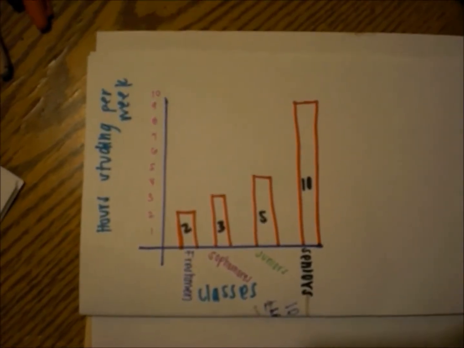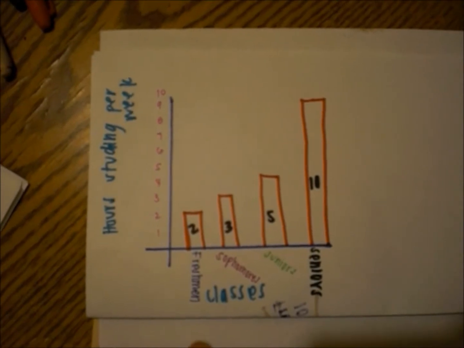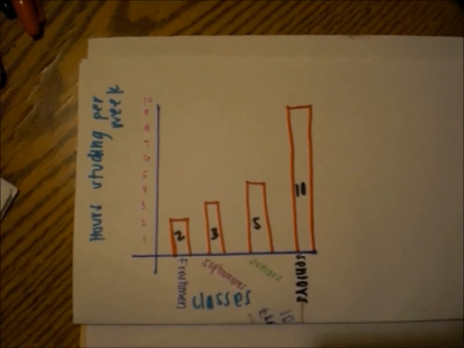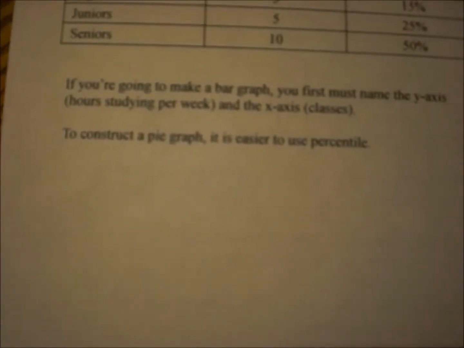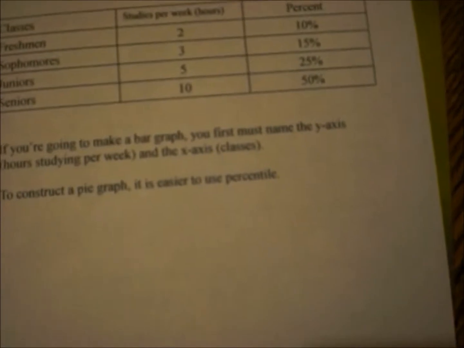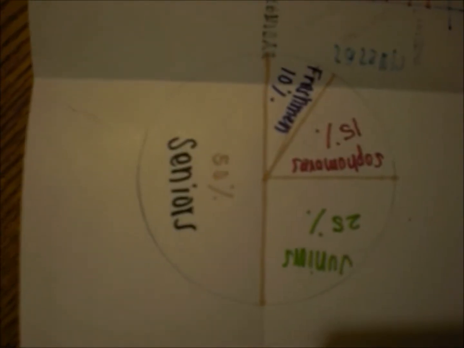Freshmen study 2 hours, sophomores 3, juniors 5, and seniors 10. Now, the next thing is to construct a bar graph, which is usually better to construct with percentages. So seniors study 50% of the data, freshmen 10%, sophomores 15%, and juniors 25%.